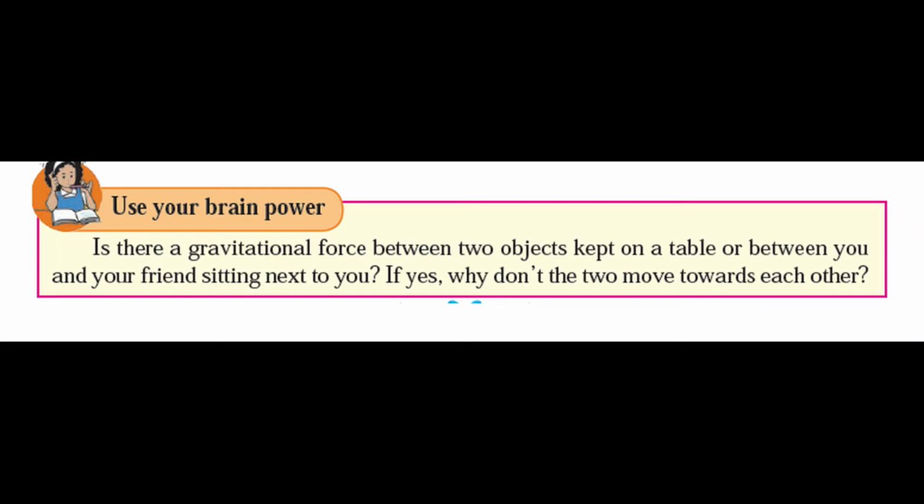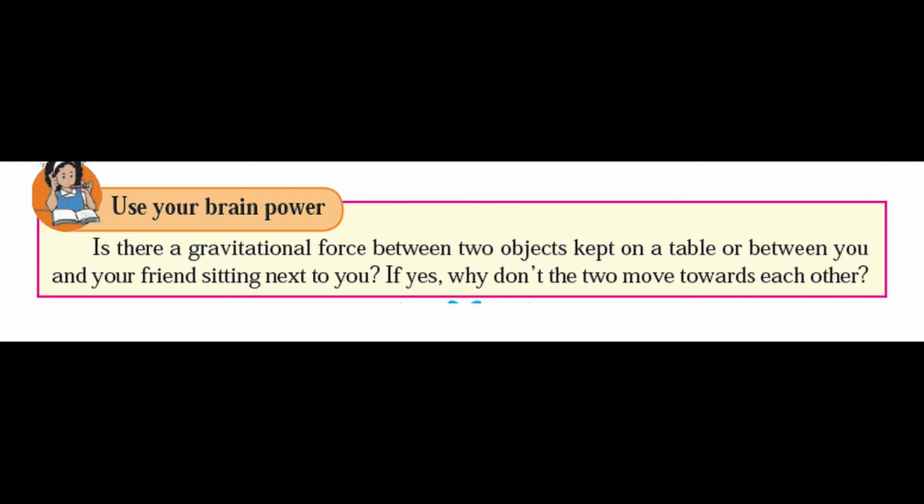Now there's a question from the book. Is there a gravitational force between two objects kept on a table or between you and your friend sitting next to you? If yes, why don't the two move towards each other? Now the answer is simple.